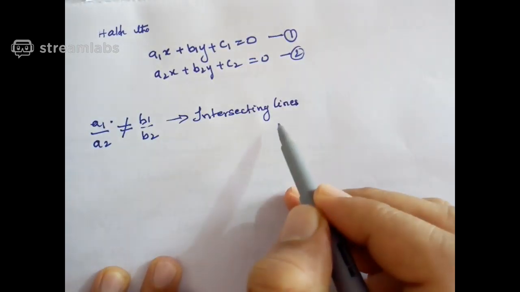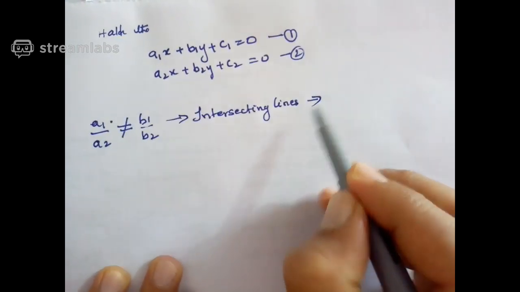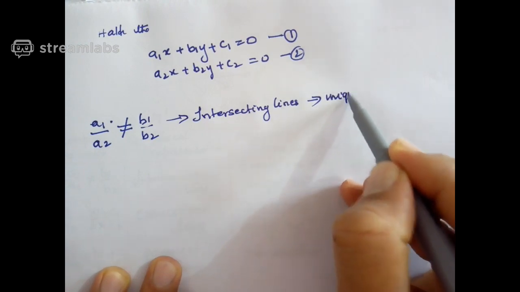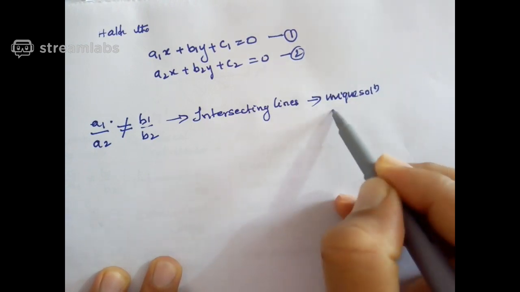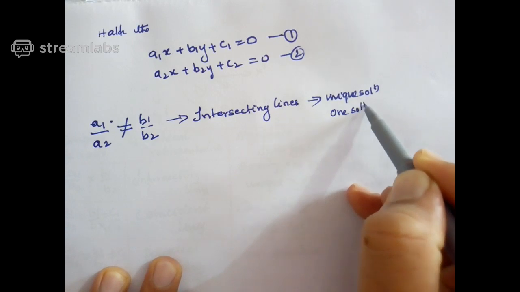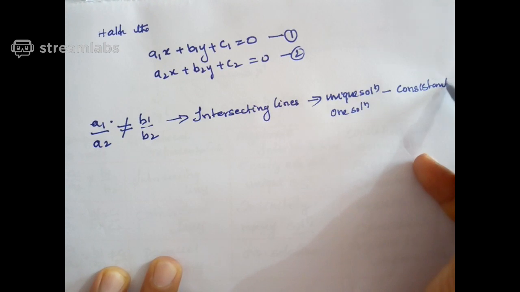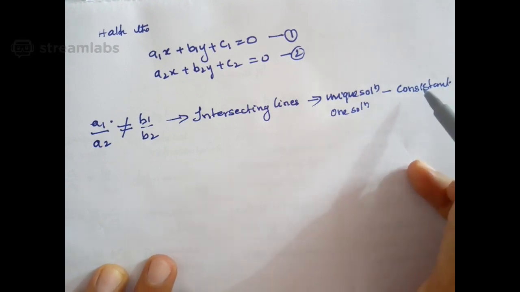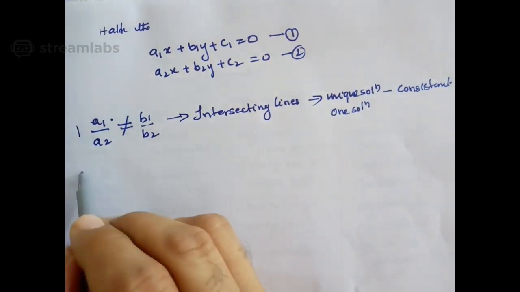Intersecting lines, right? Intersecting lines have a unique solution, that is, one solution. And the system is what? Consistent. It is consistent because it has a solution. Now what is the second point?